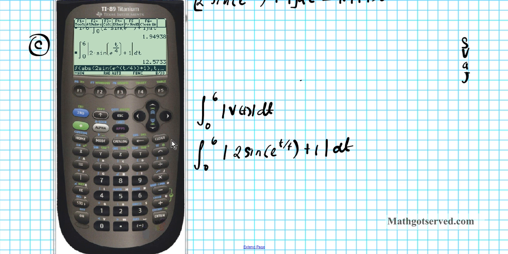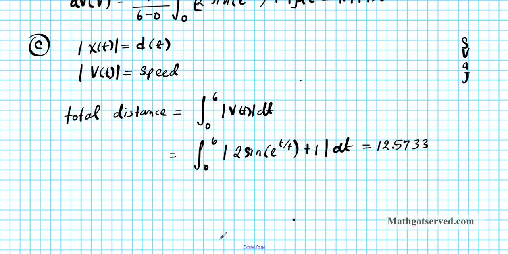Press enter, and then that's what you get. Okay, so notice how it entered it. Always please check your pretty prints to make sure it's consistent with your entry. So that's what we want. Looking good. So 12.5733 is the total distance. So total distance is 12.5733.